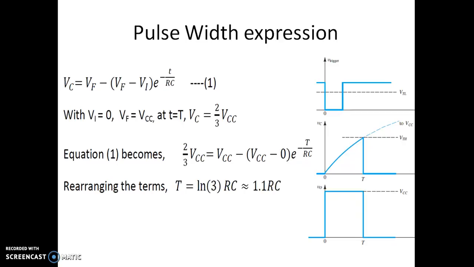To find the pulse width of the monoshot multivibrator, we have an expression: capacitor voltage is equal to V final minus (V final minus V initial) e power minus t by RC. So substituting the final voltage as VCC and initial voltage as 0, the capacitor is allowed to charge up to infinite time, it will go to VCC. But at small t equal to capital T, the capacitor voltage is reaching VTH, which is 2/3 of VCC. By substituting those parameters, we get T is equal to 1.1 RC.